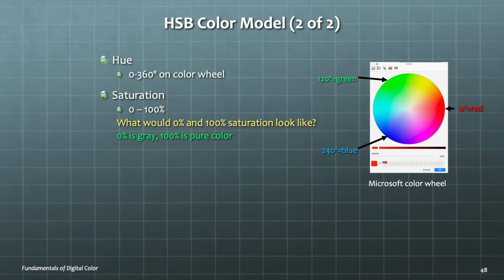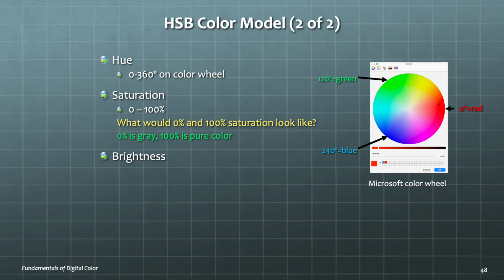0% is gray. 100% is pure color is the answer. 0% simply means an absence of a particular hue, meaning pure gray. 100% is the full expression of that particular hue without any grayness mixed in. Go back to the Properties of Color slide and review the concept of hue if you need to.